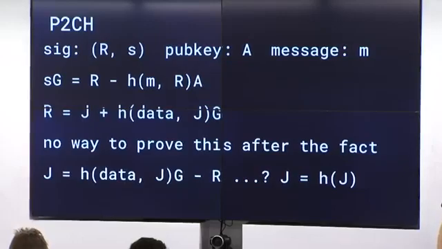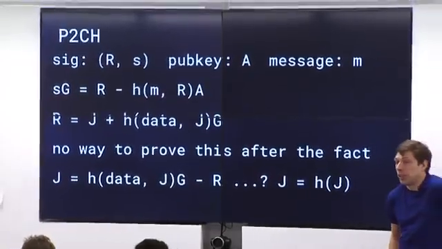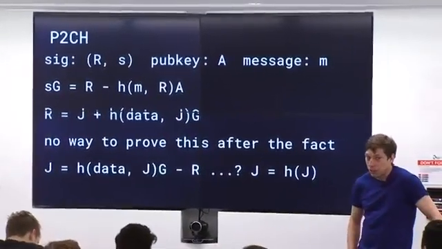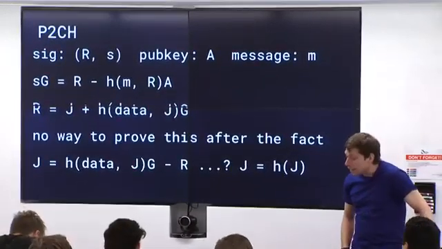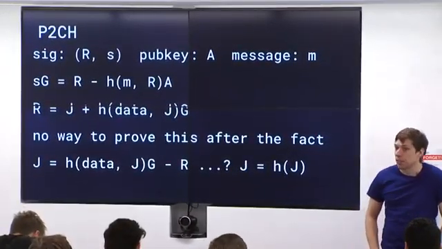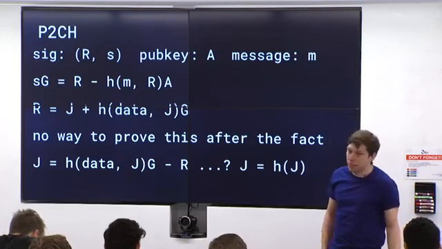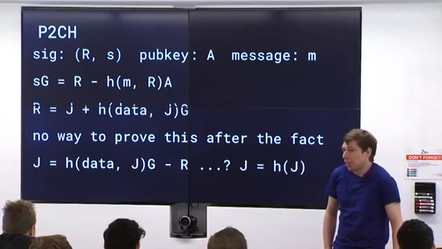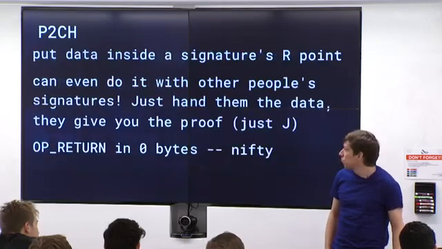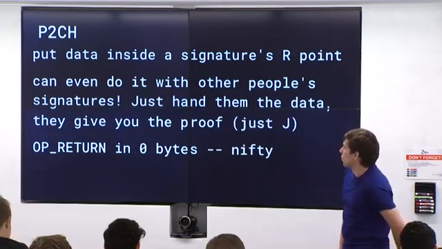And this is cool because if you don't know about it, it just looks like a regular signature with a regular R value. But if I tell you about it, I was like, yeah, when I signed that, I actually put some extra data into here. So that's kind of better than OP_RETURN, right? There's 0 bytes overhead. You're going to sign anyway. So you can put data inside a signature's R point.